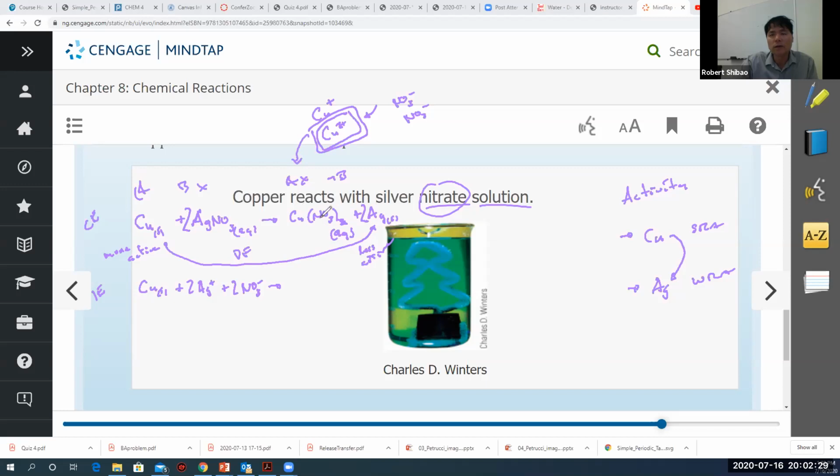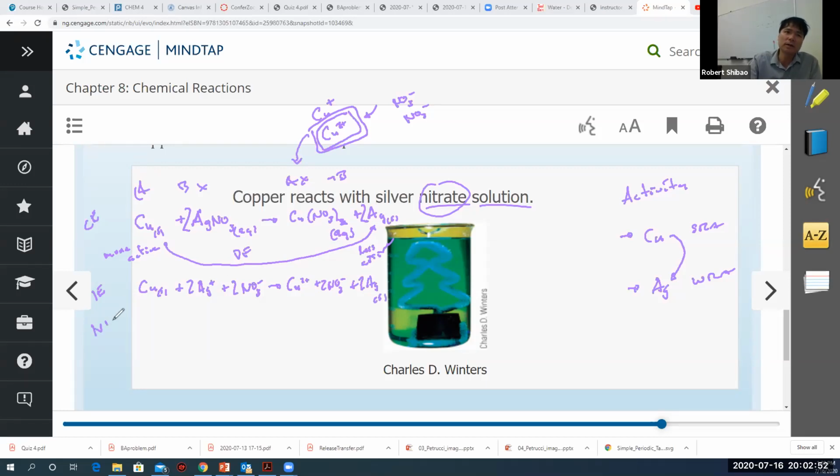And copper(II) nitrate is a strong electrolyte. This is also a strong electrolyte. Soluble salts are strong electrolytes. So that's going to have copper(II) ions and 2 nitrate ions here. And then the silver is not a strong electrolyte, and so we leave it alone. We only dissociate the strong electrolytes.